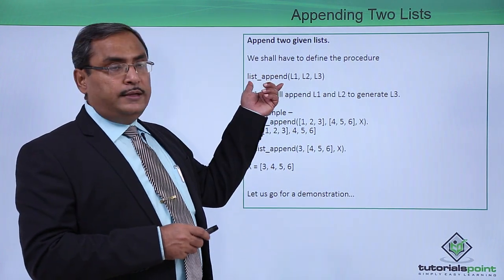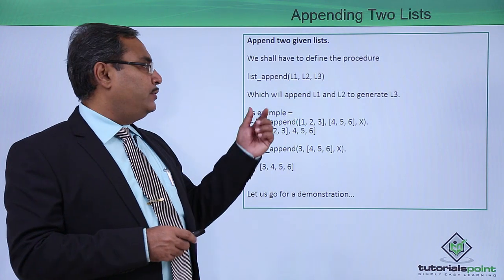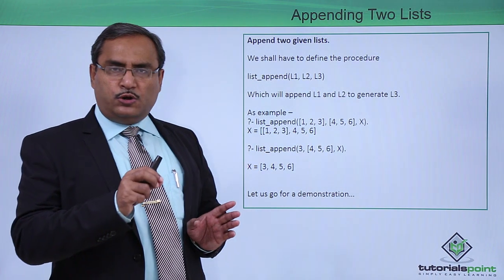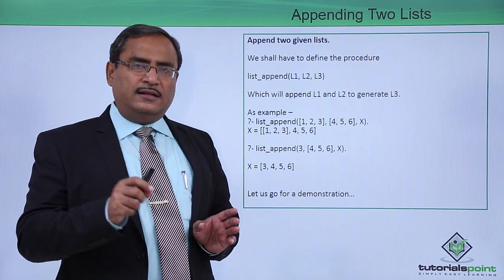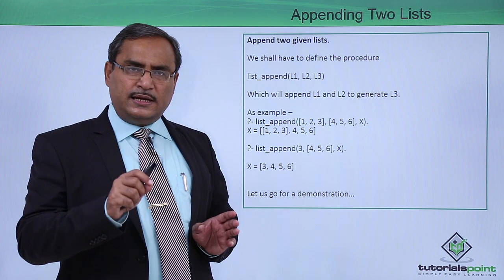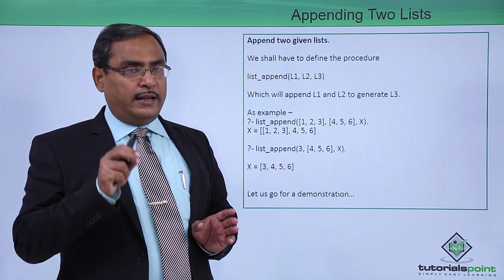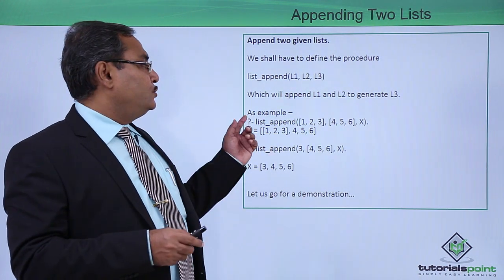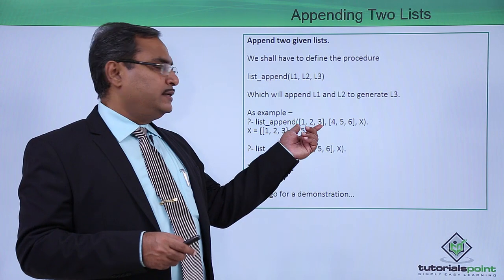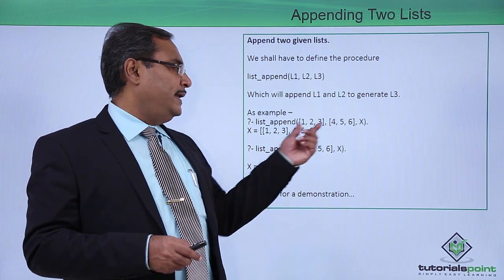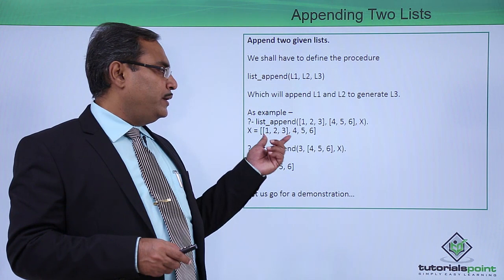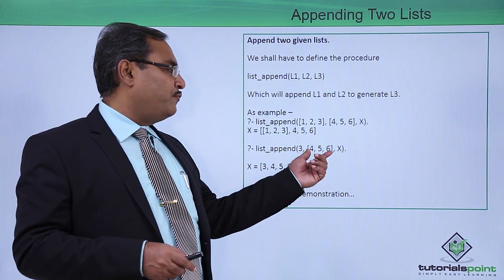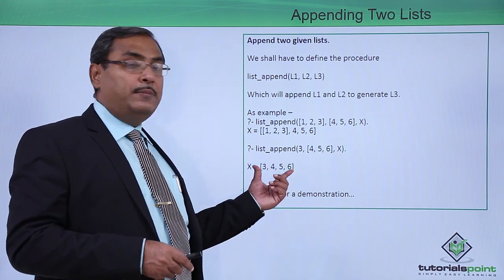This predicate has three arguments L1, L2, L3, which will append L1 and L2 to generate L3. That means the first argument will be one of the source lists, the second argument will be another source list, and the last argument will be the list obtained after doing the append operation as a result. For example, list_append, if I give this as a first list and second list, then X will have the value like this one. In this way, the list will get appended. So list_append 3 and then 4, 5, 6 and then X, then it will come like this.